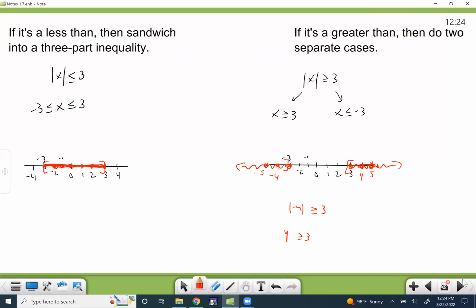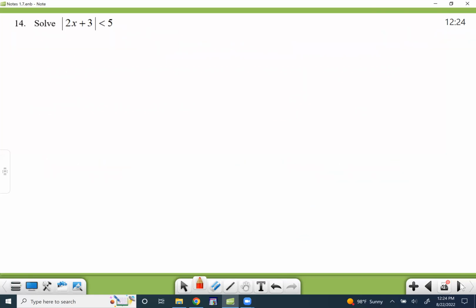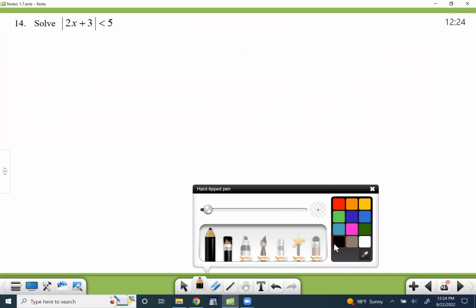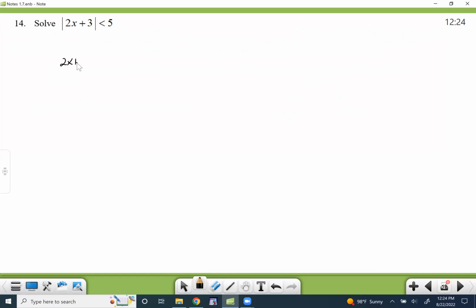All right, number 14. Since it is a less than, we are going to sandwich it. We're going to take the 2x plus 3. It's going to be less than 5, and it's going to be greater than -5. You can see that the original is right here, right? Basically, we're just tacking on this extra little bit. It's a good way to think about it.